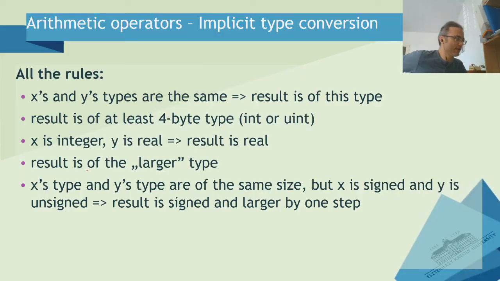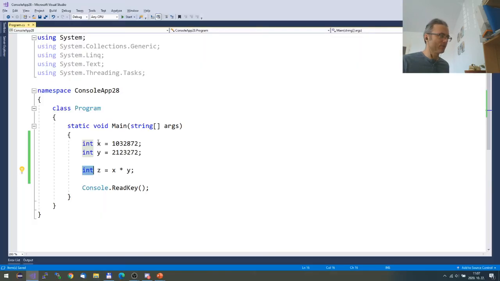These are the 5 rules we learn about. Let's see the first rule. If the 2 operands are of the same type, then the result is of this type. This is a golden rule, but not always true. Just remember when we use 2 bytes.